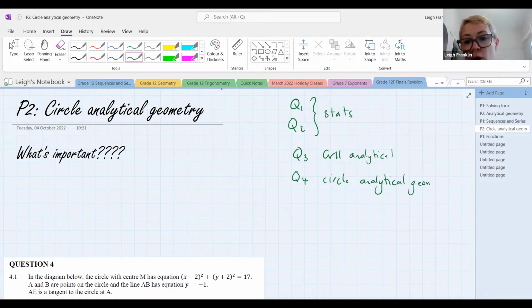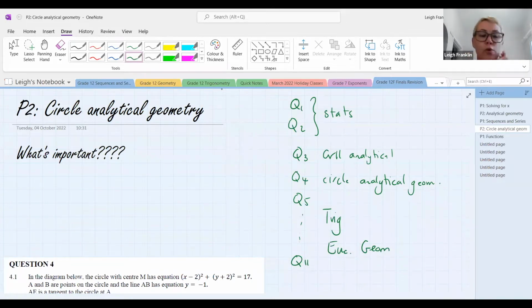After this, we move into questions 5 all the way through to about question 11. This is where we start doing our trig and then our Euclidean geometry. Really, we want to try and get as many of the marks as we possibly can in the statistics section. In fact, we want to try and get full marks for that. We also want to try and get full marks in the analytical geometry section.